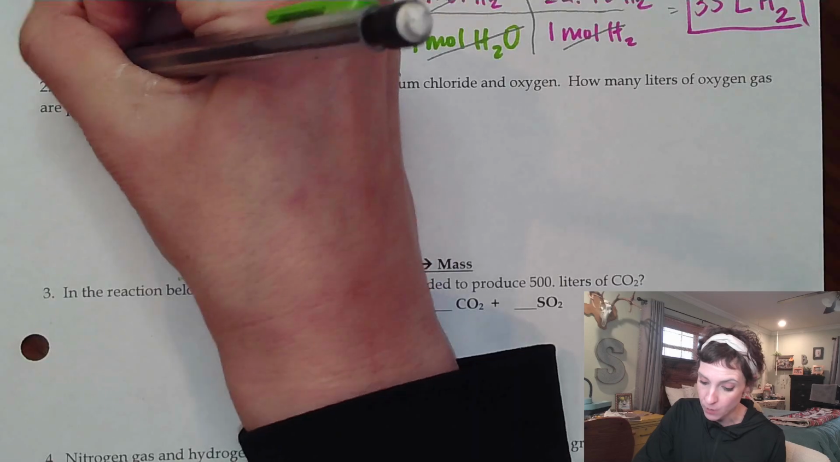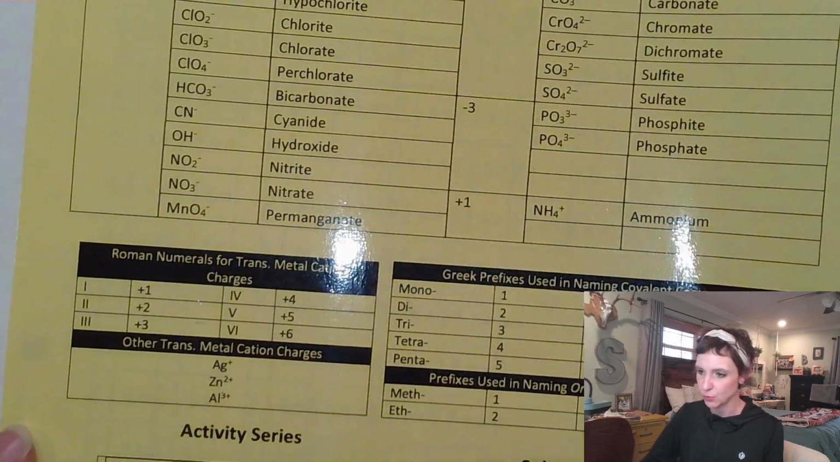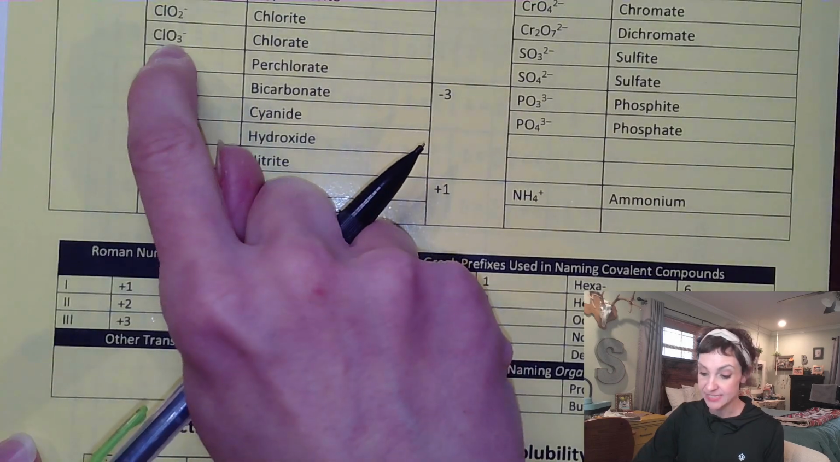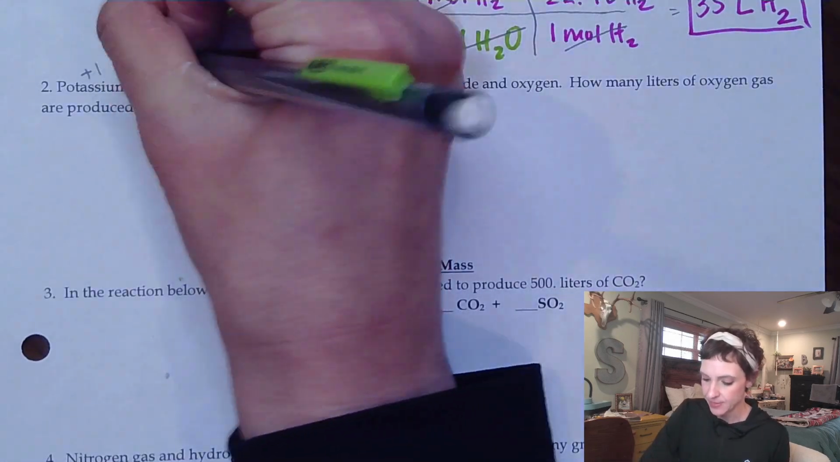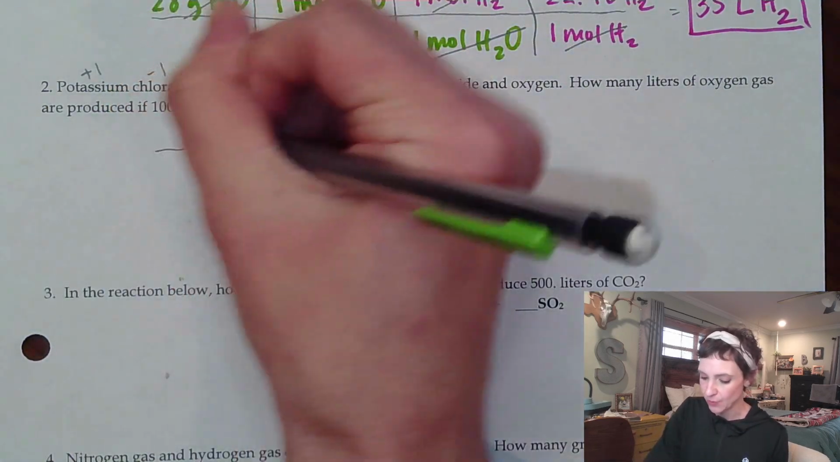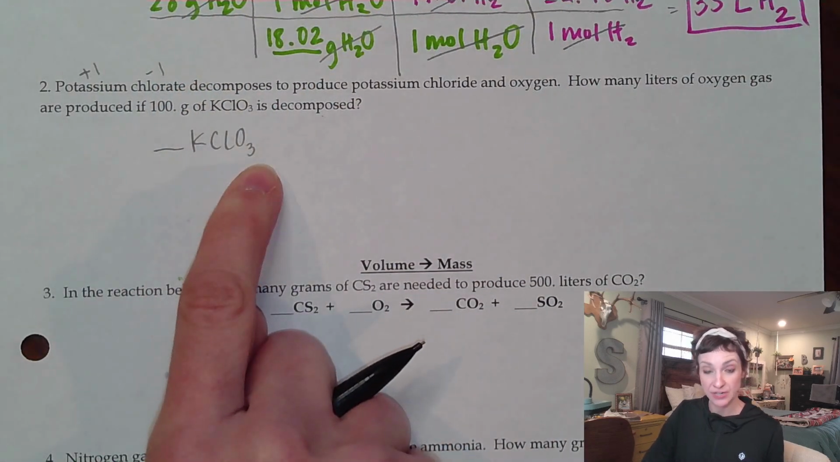Potassium is a group 1 alkali metal who has a +1 charge. And chlorate is a polyatomic ion. Which chlorate is that? It is ClO3 with a -1 charge, right? So my formula for potassium chlorate is KClO3. I have a 1-to-1 ratio of each one of those things.